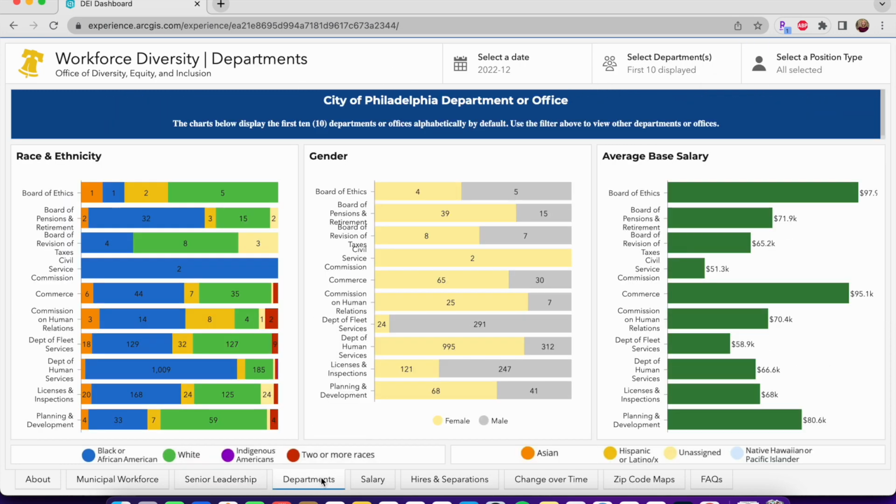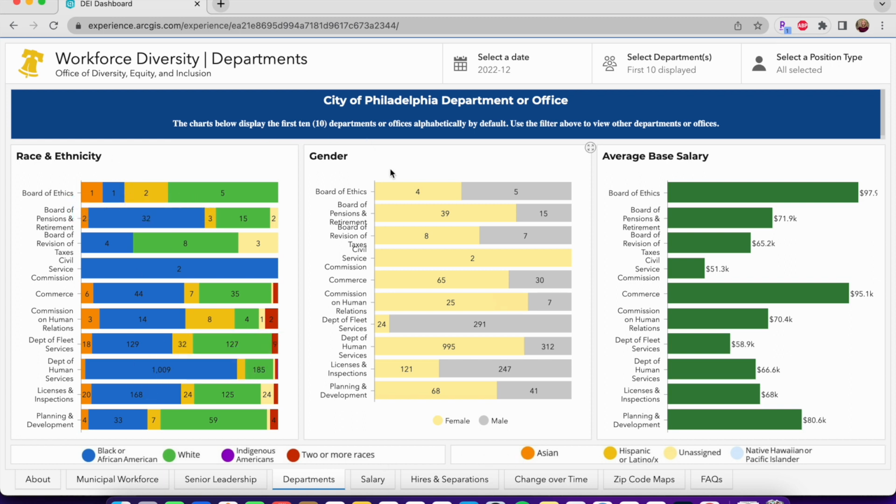Moving on to the next tab, we have the data broken down by departments. We can see all the way to the left, we have the data broken down by race and ethnicity. In the middle, we have gender. And then all the way to the right, we have average base salary. The legend for the race and ethnicity is all the way at the very bottom here.